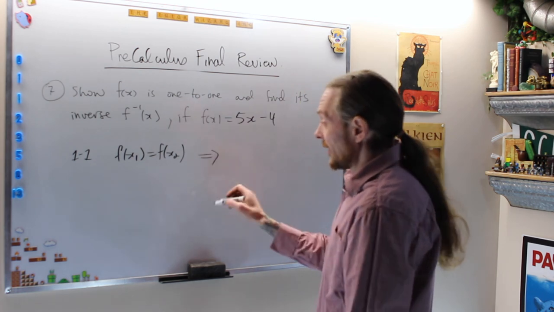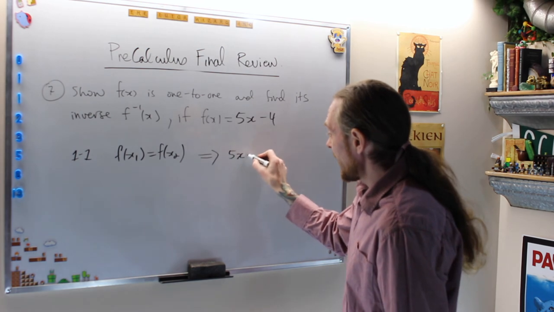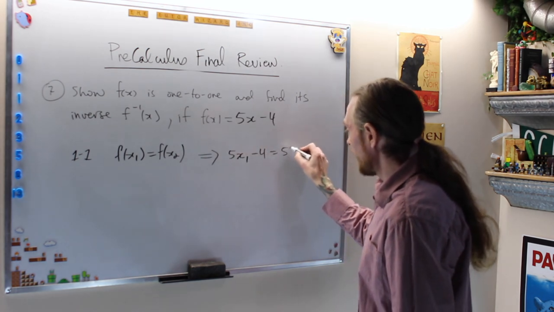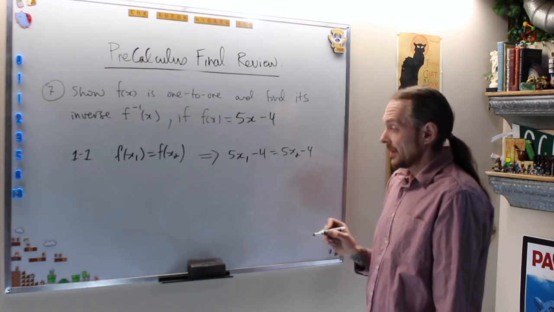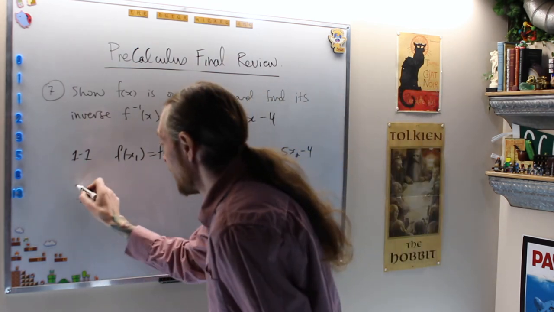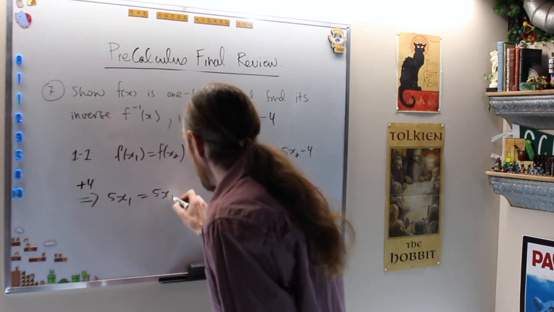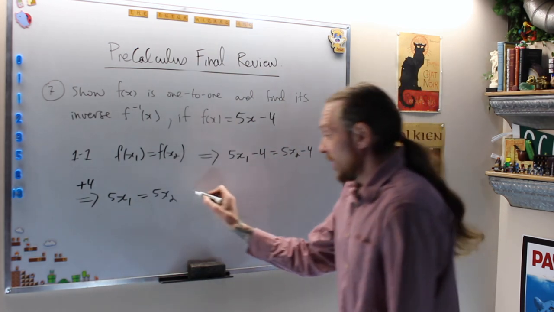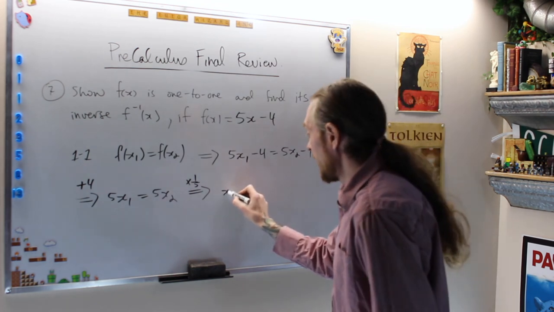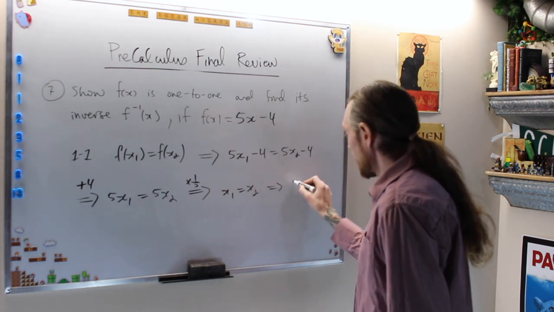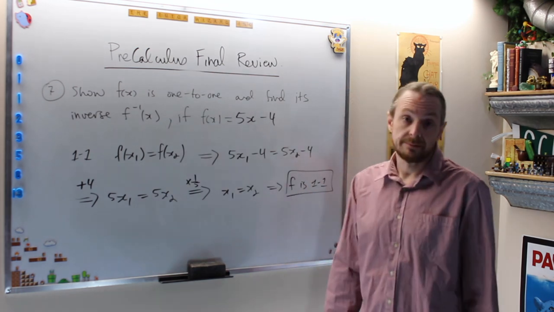Indeed, we know that our function is 5x minus 4, so that has to say that 5x1 minus 4 has to equal 5x2 minus 4, because they're equal there. Adding 4 to both sides gives me 5x1 equals 5x2. And then dividing by 5 gives me x1 equals x2, and this says f is one-to-one. F actually is a one-to-one function.